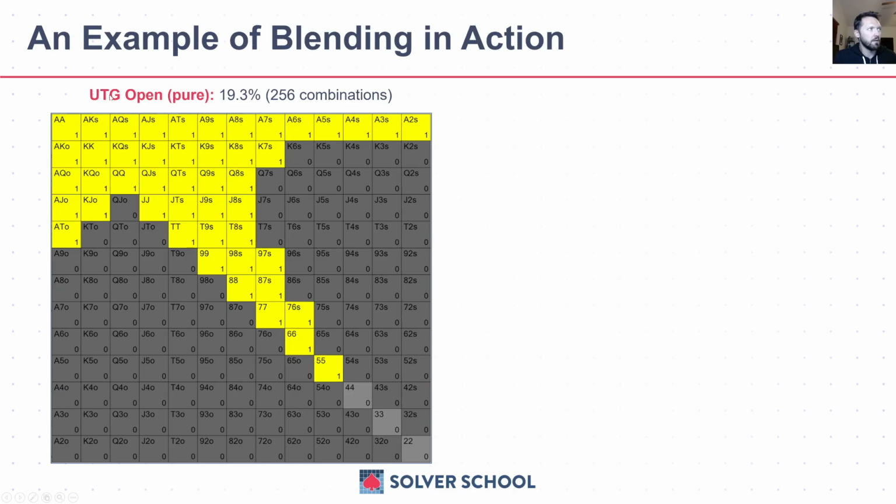But this ultimately works out to 19.3% of hands and 256 combinations. And this might be like an under the gun range for an online 6-max game.